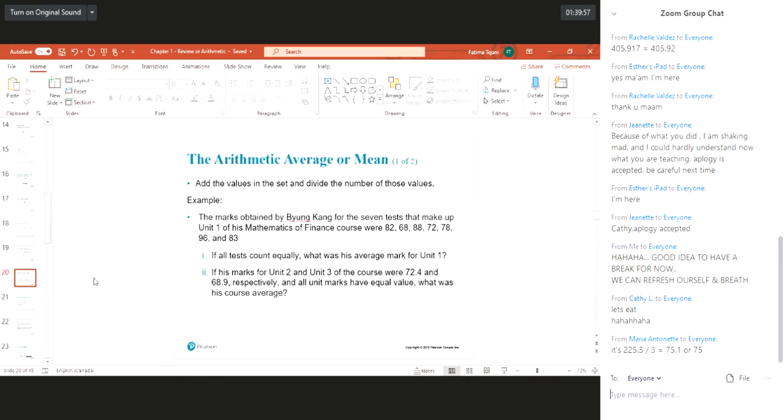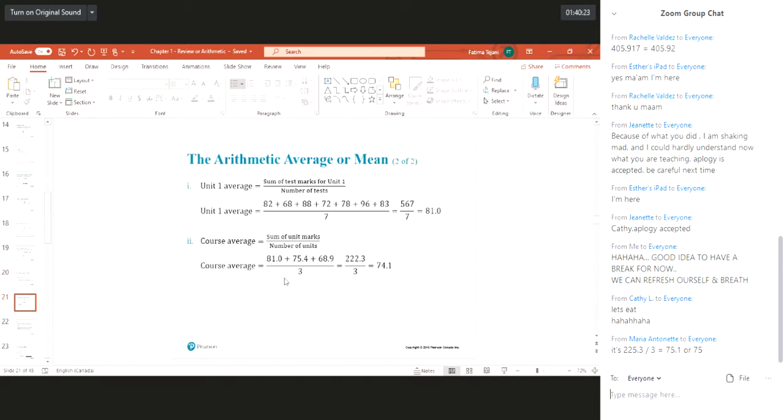If you read the question, Michelle and Maria as well, if his marks for unit 2 and 3 of the course were 72.4 and 68.9, and all unit marks have equal value, that means it has to include unit 1 as well. So unit 1 is the previous one, right? Yes. So in that case, you have to include unit 1. What was his course average? Because if the course average is taken, then it has to be unit 1, unit 2, and unit 3.